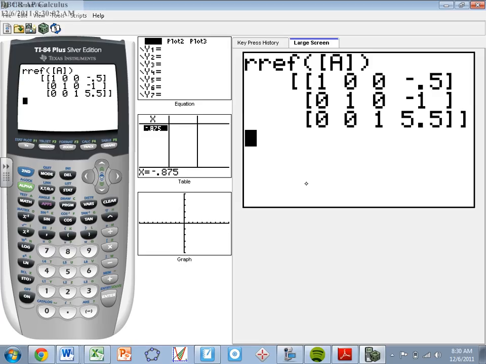What was the constant column on our matrix? It was the C. Yeah, that equals 0.5 negative. The other one's 0.